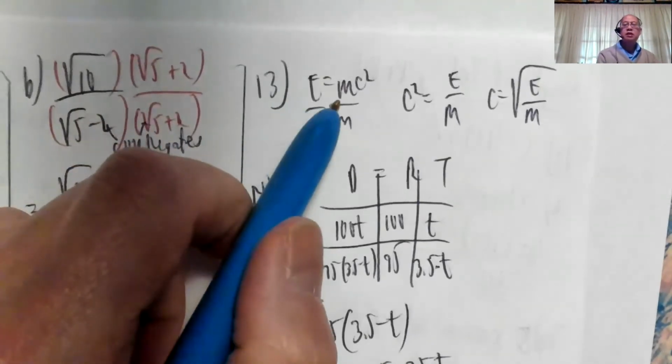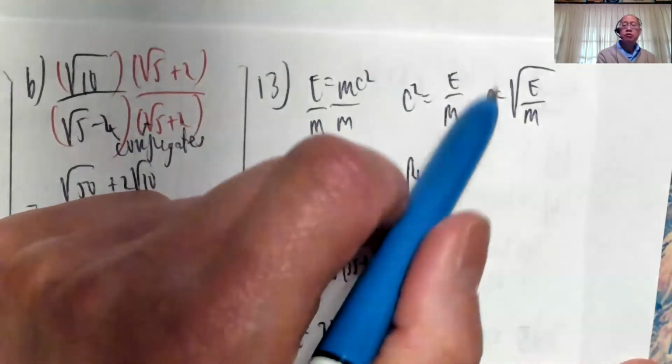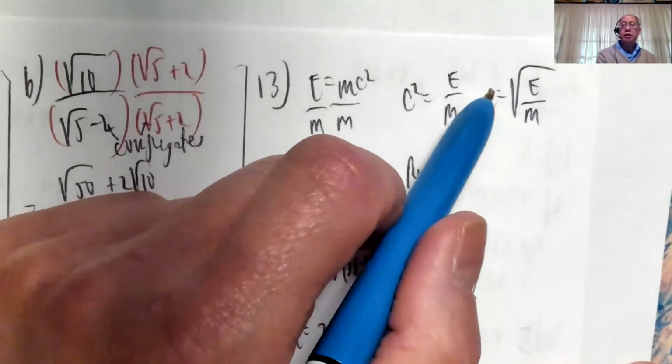13, E equals mc squared. Solve for c. Divide by m. Take the square root. C is square root of E over m. Don't need a plus or minus. It's a positive quantity.